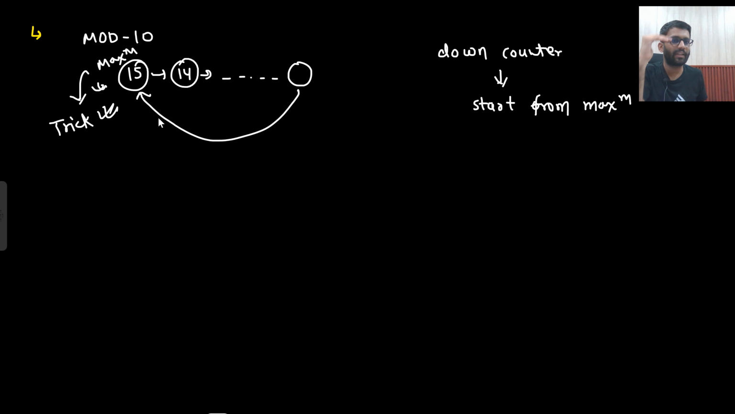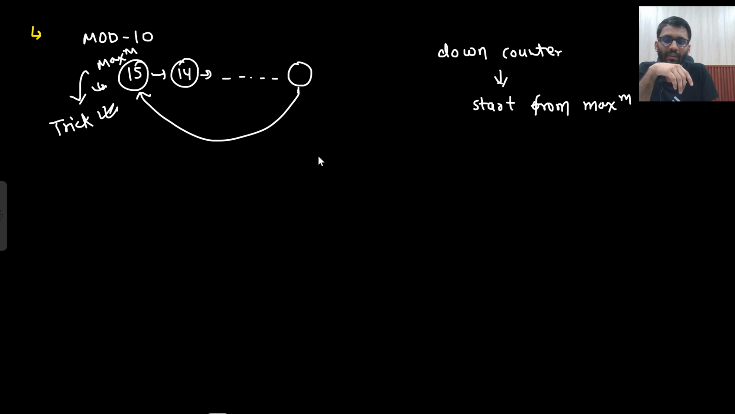If it is a down counter, then where am I expected to start from? I am expected to start from the maximum. And actually I am starting from the maximum only. So there this trick will be applicable. Right? So that trick is applicable now. So what is that trick? What is your final state? First you need to find your final state.